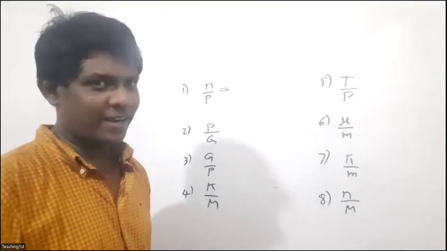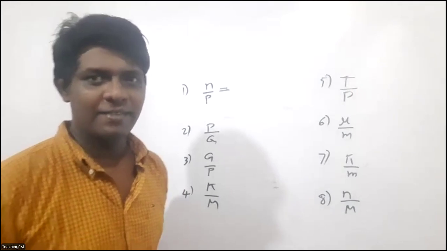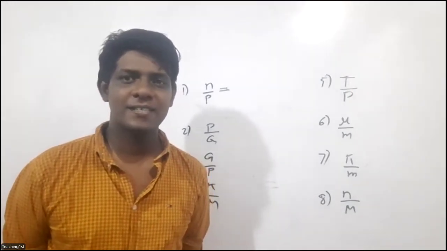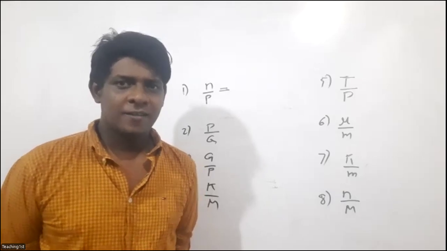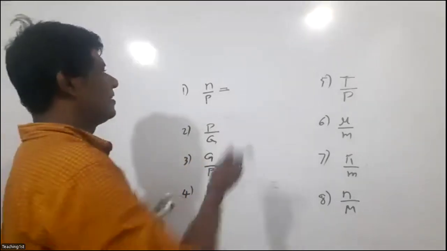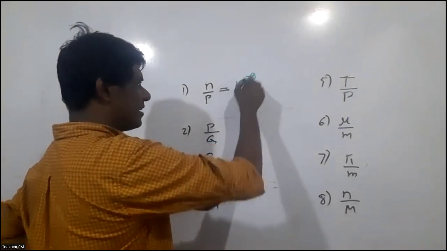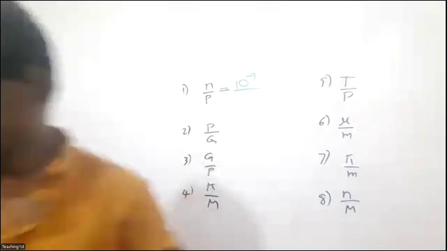Yeah, the number is right, but there should be something different. Very good. Others? Yes, very good. 10 to the power minus 9. And you have to divide it with, let me get the other pen.